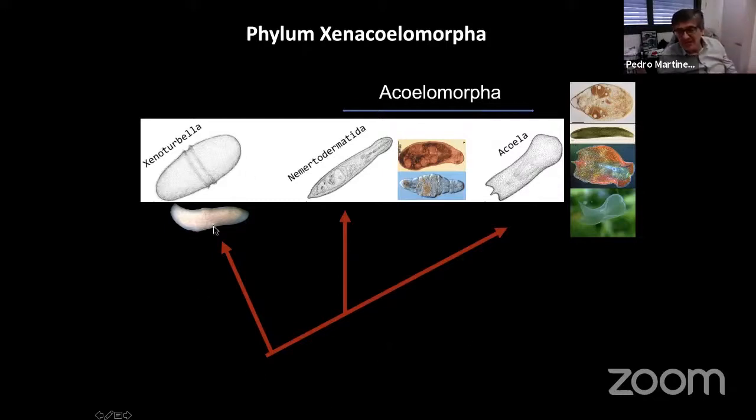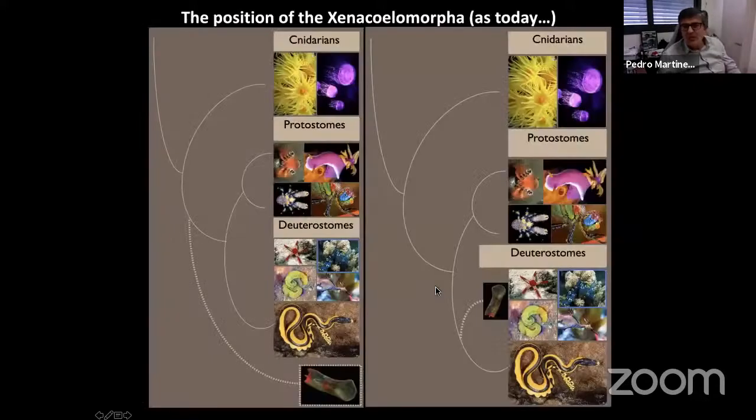In any case, the important thing is all of those belong to a monophyletic group that some people call a phylum. Where do they sit in the tree of life? There are two competing hypotheses, and that's why I put at the top the position of Xenacoelomorphs as of today. Tomorrow may be a little bit different, but in any case, most of those phylogenomic studies have given rise to two competing hypotheses.